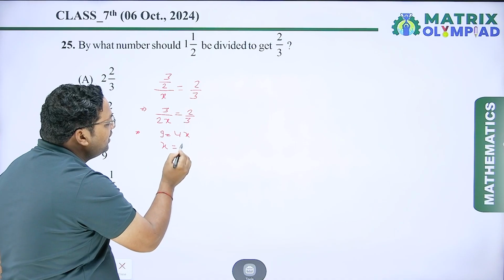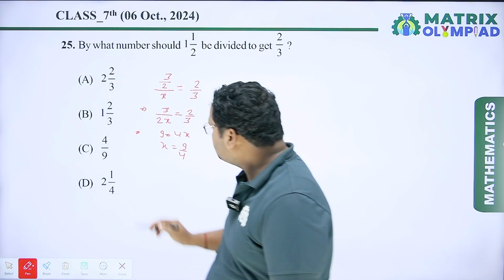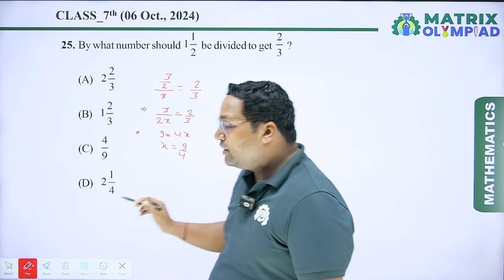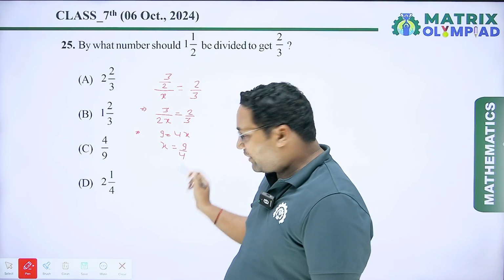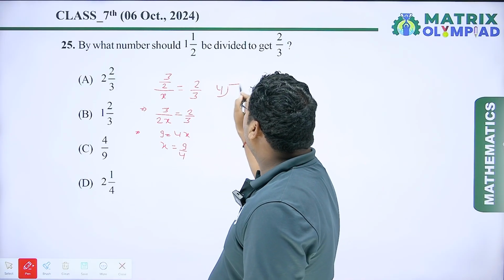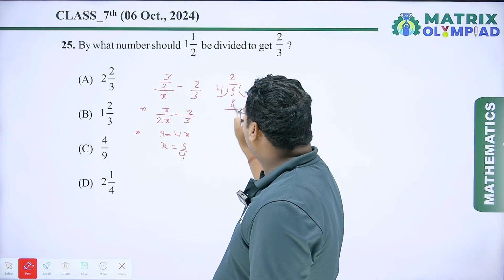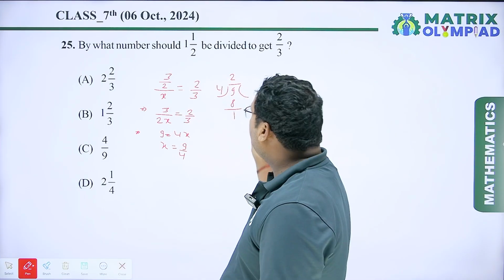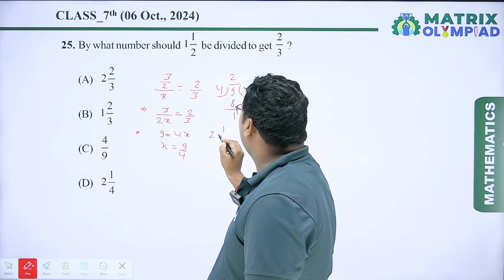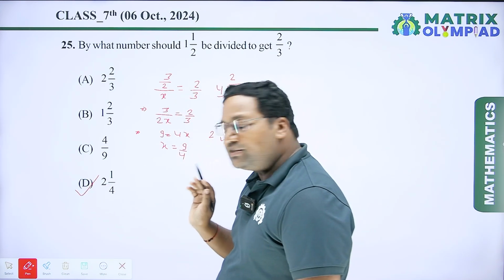So x is equal to 9 by 4, which is option number 9 upon 4, but this option is not given. So let's convert this fraction into a mixed fraction. So let's divide 9 by 4. So we will get 2 as the quotient. Remainder is 1. Now we have to write this in mixed fraction form. So we have to write 2 1 by 4. So option number D is here. So correct option is D.